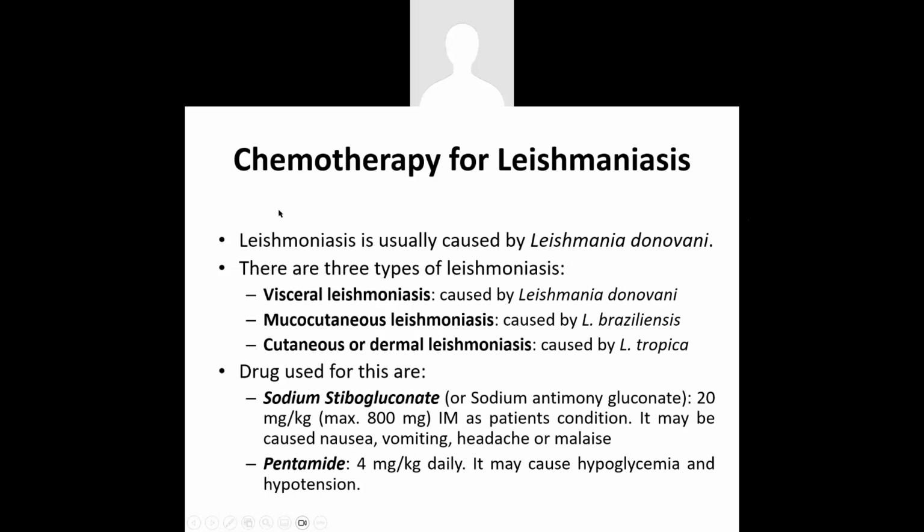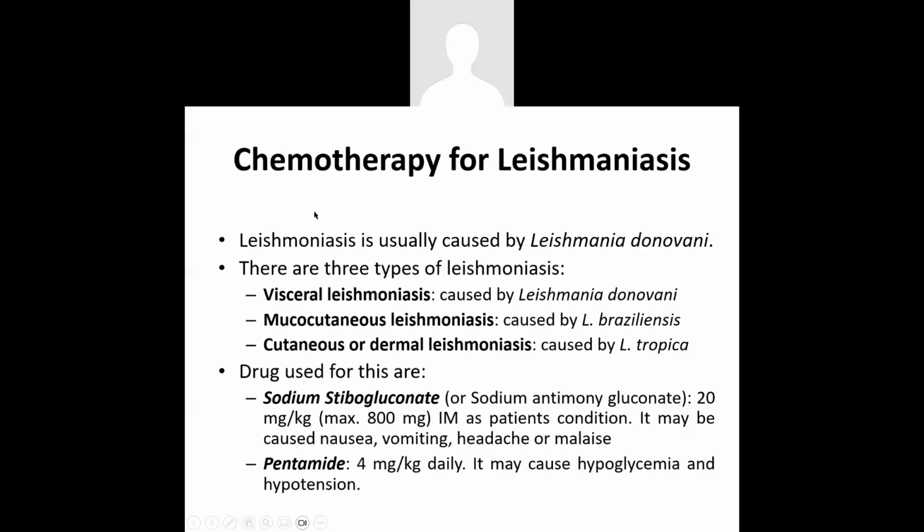Here we get a new line, which is treatment of leishmaniasis. Till this slide, we finish the antiprotozoal. For the treatment of leishmaniasis, we have visceral leishmaniasis, mucocutaneous leishmaniasis, and cutaneous or dermal leishmaniasis. Drugs used are sodium stibogluconate or pentamidine. These are drugs used for treatment of leishmania.